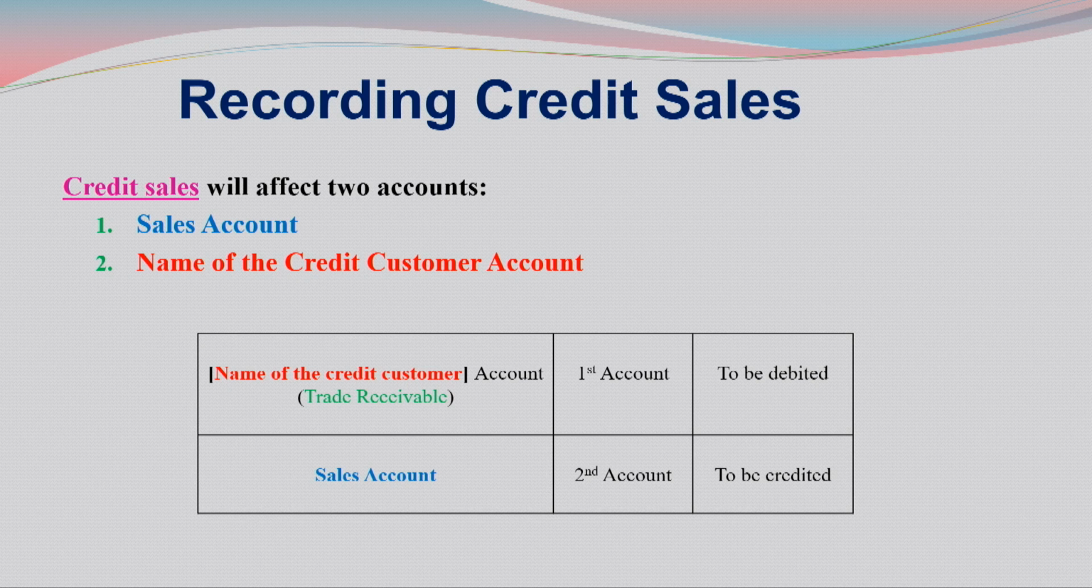Recording credit sales. Credit sales will affect two accounts. The first account which will be affected is the sales account. And the second account will be the name of the credit customer account. The sales account will be credited and the credit customer account will be debited.